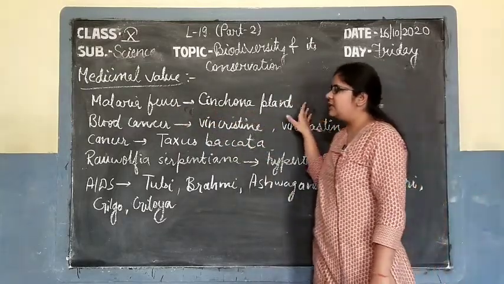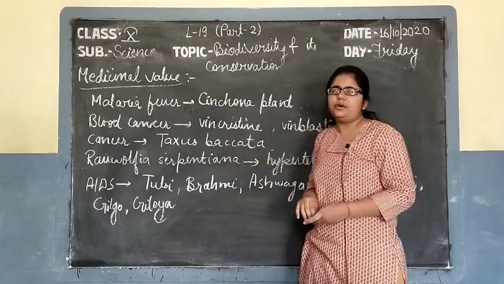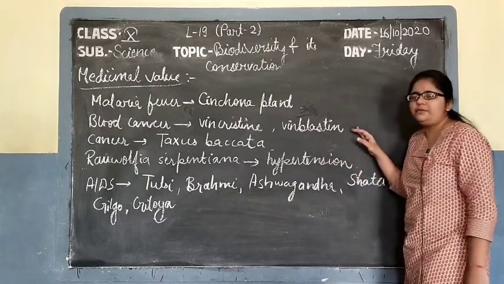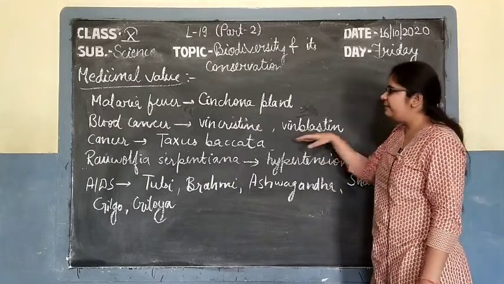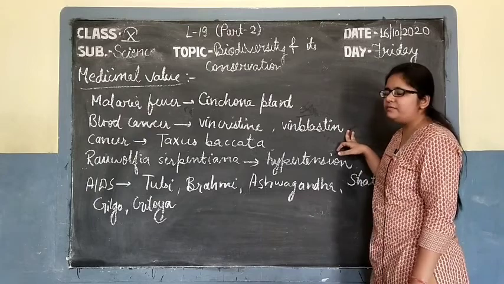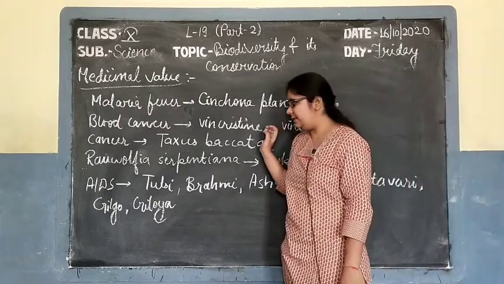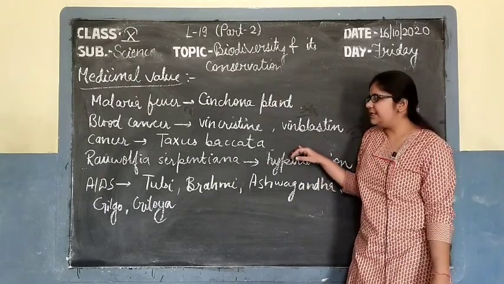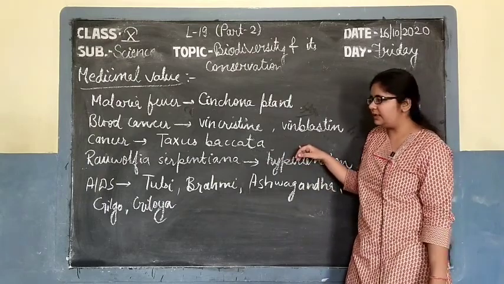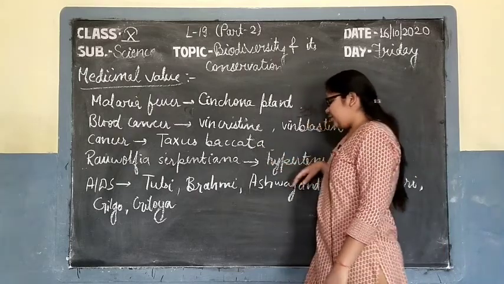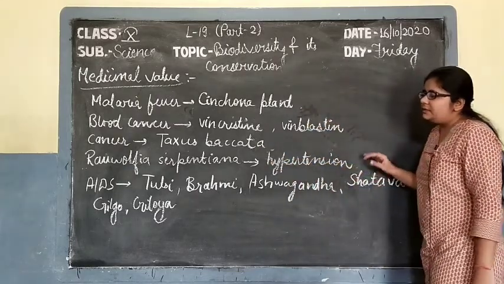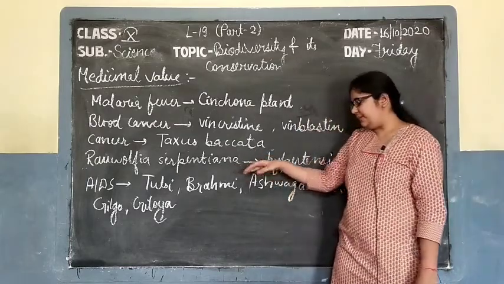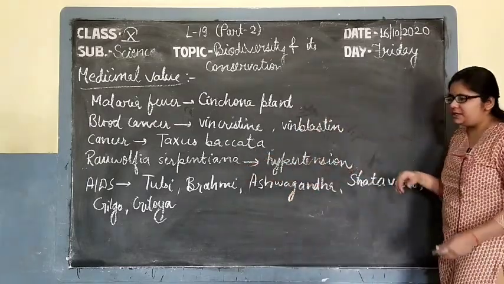The second one is blood cancer. Blood cancer is known as leukemia, which is also incurable. The drugs which are obtained from plants are vincristine and vinblastine. These plants are used for obtaining the drugs for blood cancer. The third one is Taxus baccata, from which a substance, Taxol, is obtained for curing cancers. For hypertension, there is the chemical reserpine, which is obtained from Rauvolfia serpentina for the treatment of hypertension.